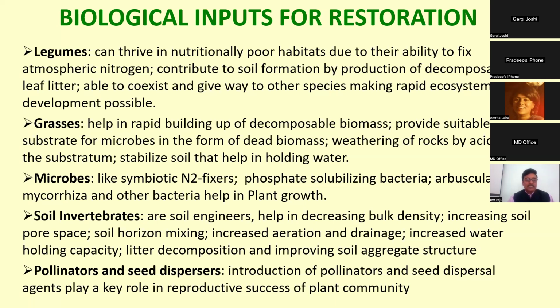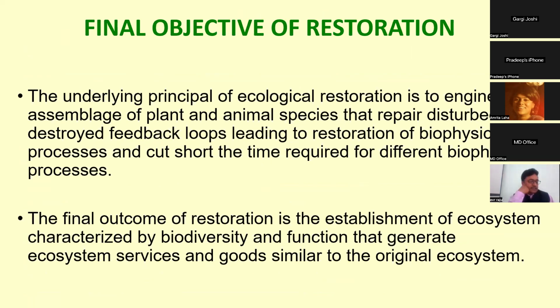Then pollinators and seed dispersers. These are usually the birds. Once the trees start giving some fruits or seeds, the birds start coming, and they do the pollination. For example, the bees, and they do seed dispersal also. Next, please.